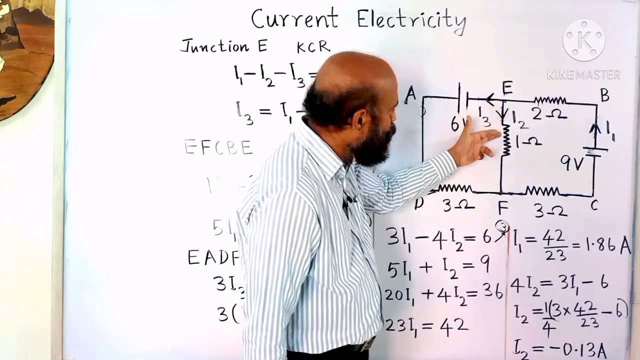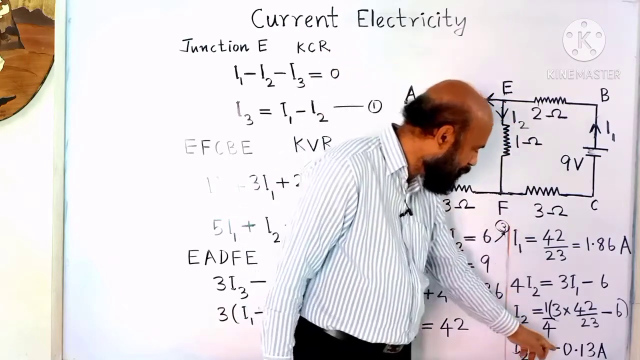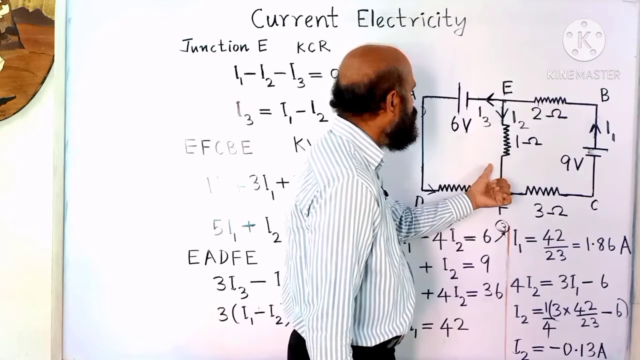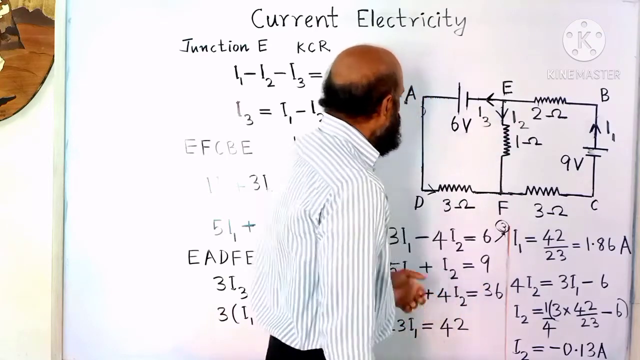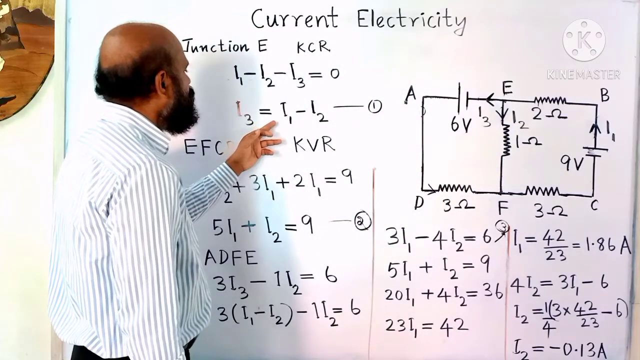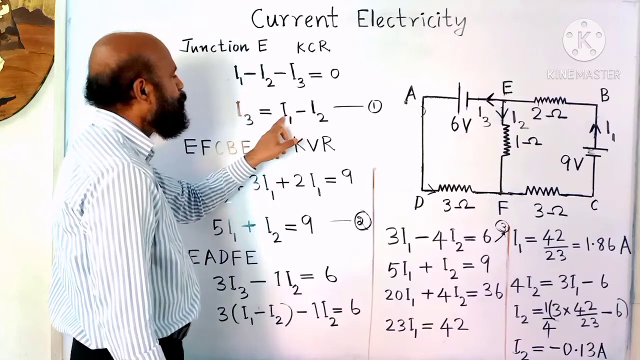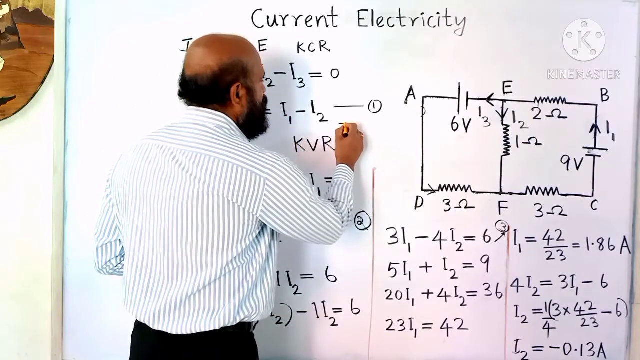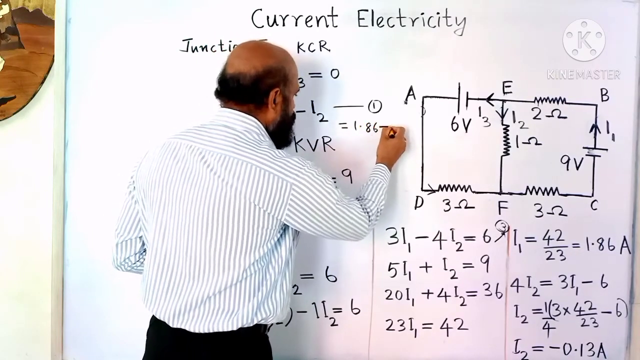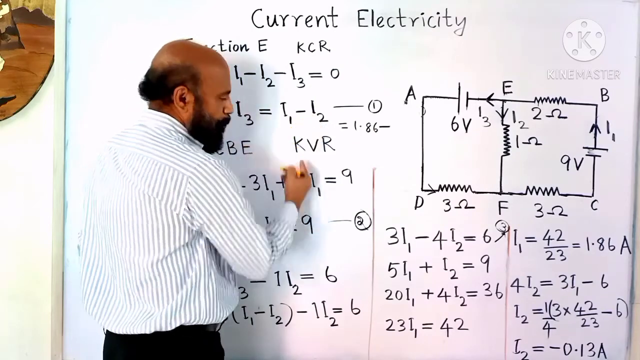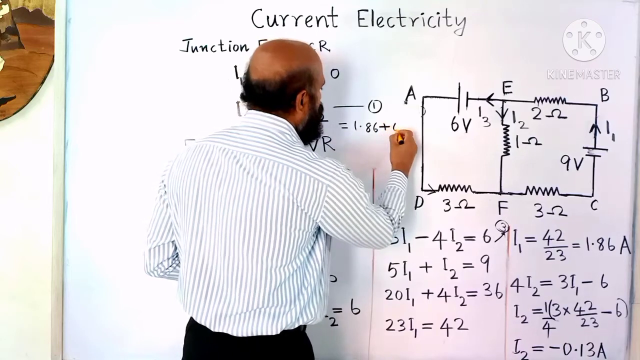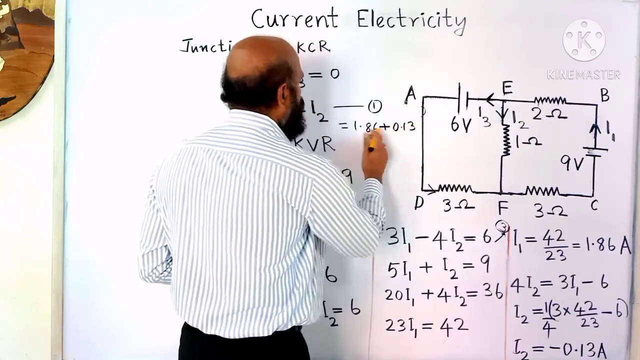We assumed the current is in the downward direction. But for this I2 there is a negative sign, that is, the current is not in the downward direction, it is in the upward direction. Now we got I1 and I2. We can get I3 by substituting in this equation. I1 is 1.86 minus I2, but I2 is negative, so it will become plus 0.13.